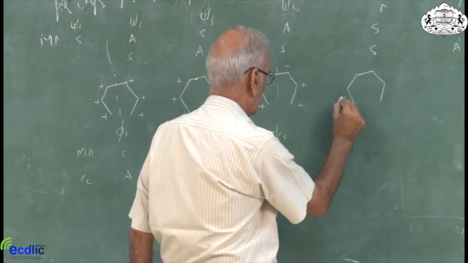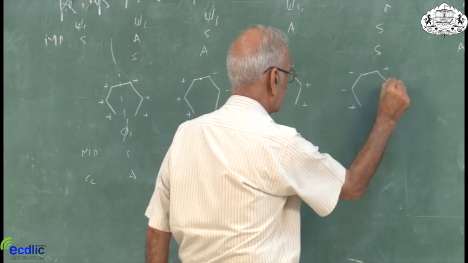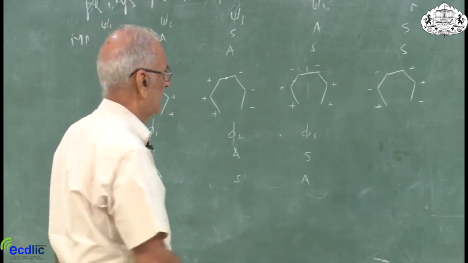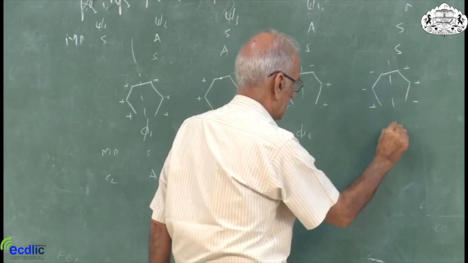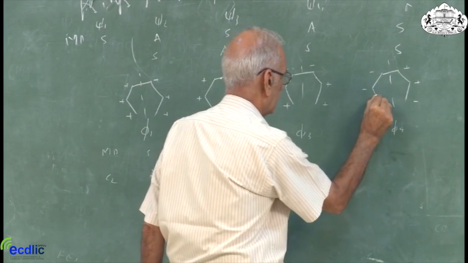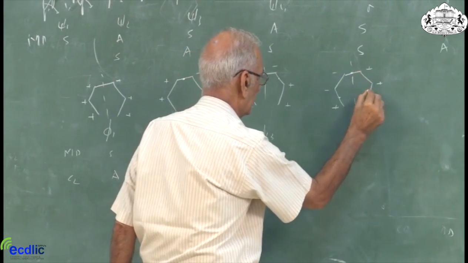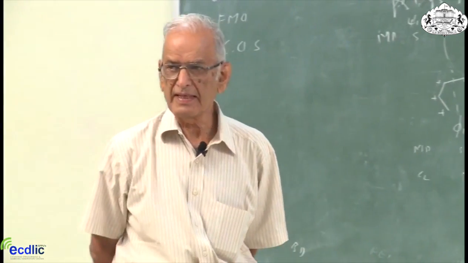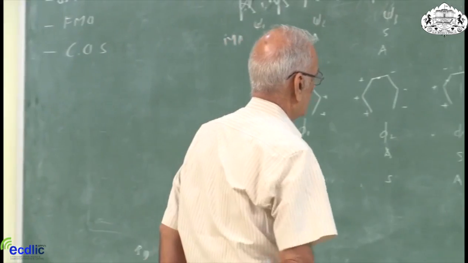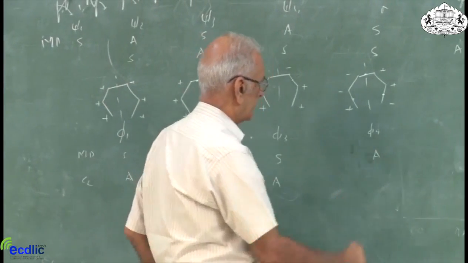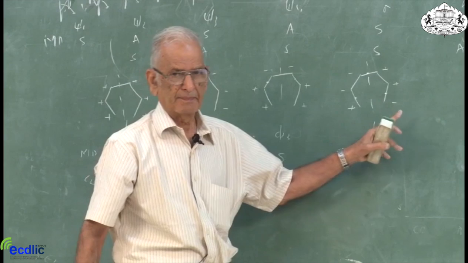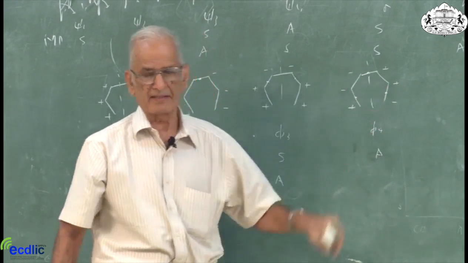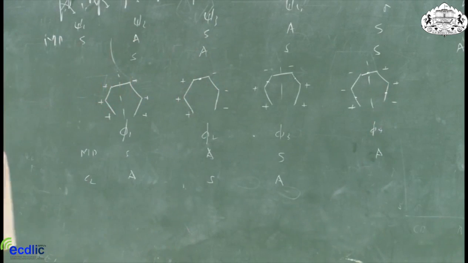How do I draw LUMO? Plus, minus, minus, plus, plus, minus. Your phi 4 orbital, one node, second node, third node, 3 nodes, therefore, this is the 4th orbital. Mirror plane is anti-symmetric. C2, first and last is opposite, second and second last is opposite, third and third last is opposite. Therefore, C2 is going to be symmetric.